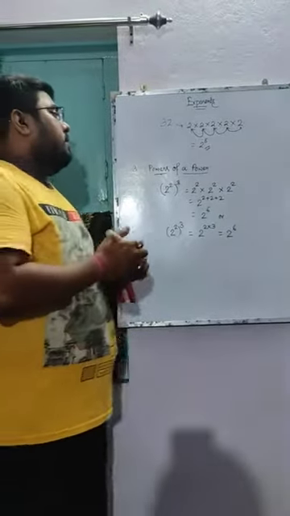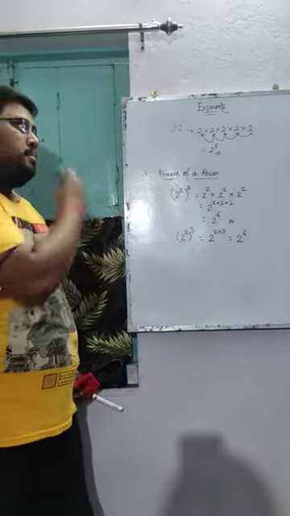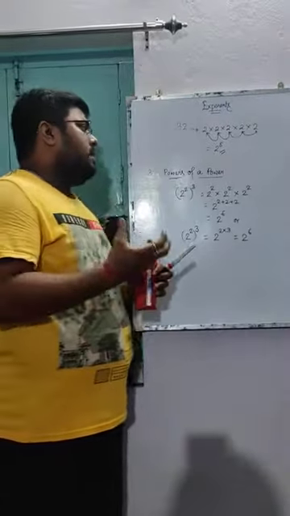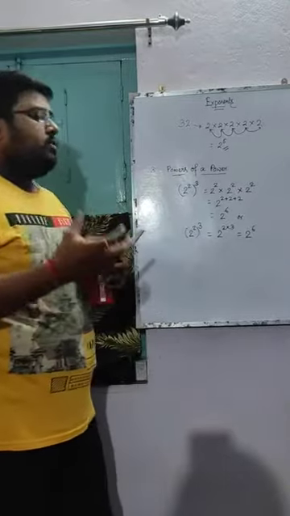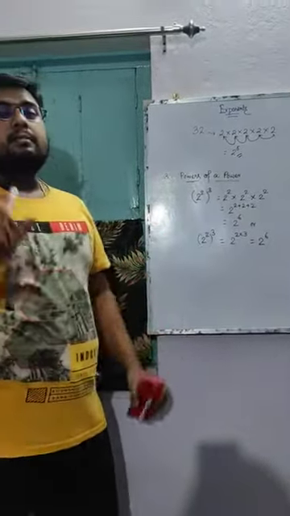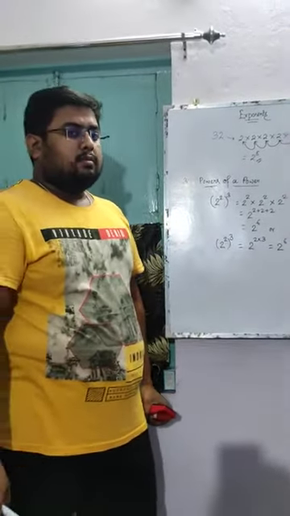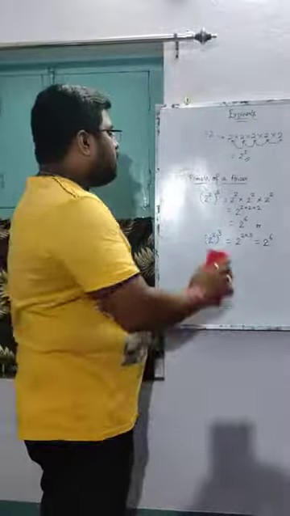The rule of the power of a power in exponents says that if we take a power of a power of the same base, then we have to multiply the powers. Now coming to the next rule.